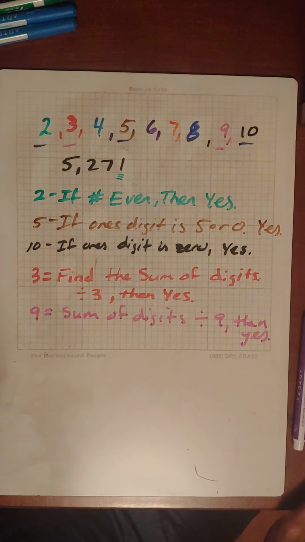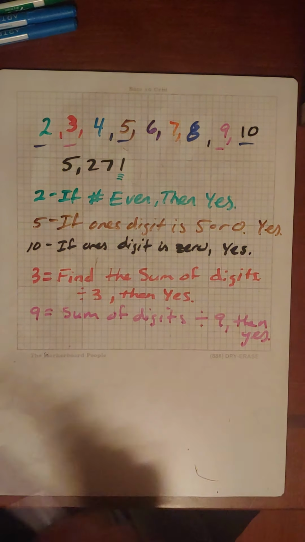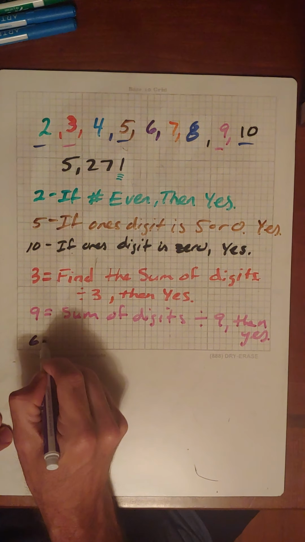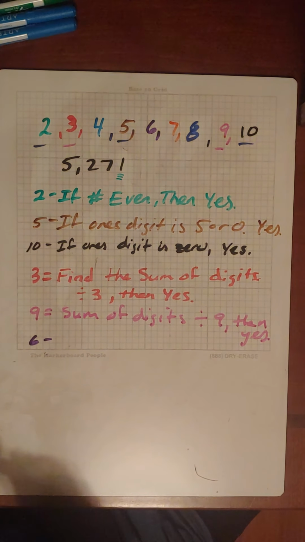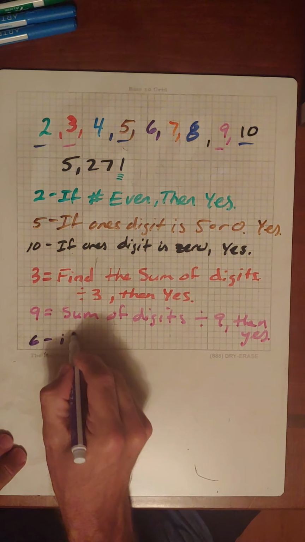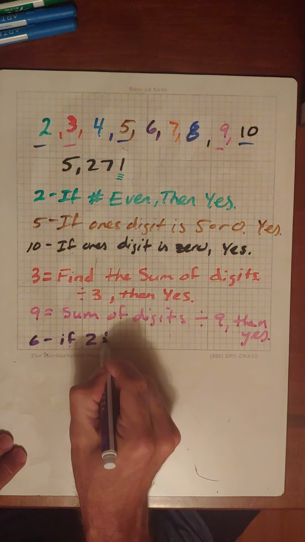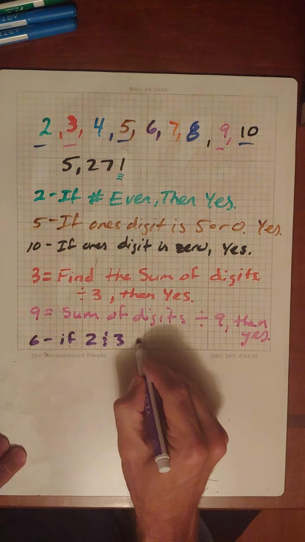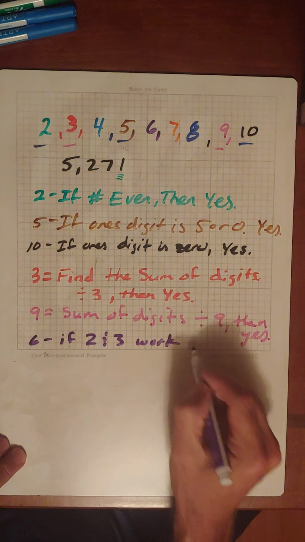And now the next one actually is 6. 6 is a cool one. 6 says, if 2 and 3 work, then 6 works.